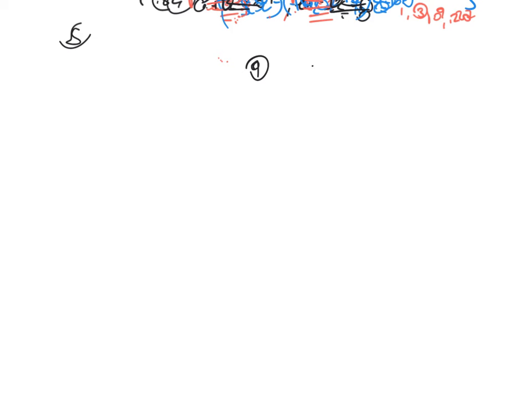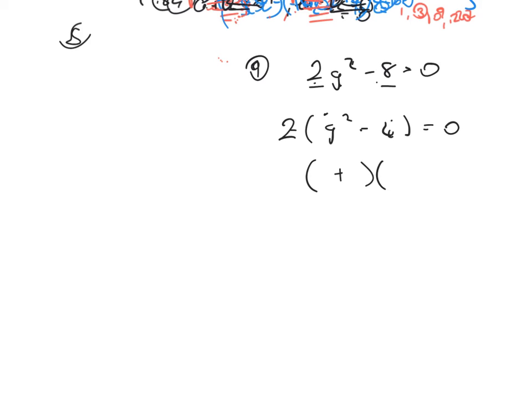Okay, example 9. 2g squared minus 8 equals 0. Common factor of 2, take it out. 2 times what gives you 2g squared? G squared. There's a minus in the middle. 2 times what gives you 8? 4. Okay, then it's a difference of 2 squares. So bracket with a plus, bracket with a minus. Square root of g squared is g, square root of 4 is 2. But there's a 2 at the front, and I can't forget it.